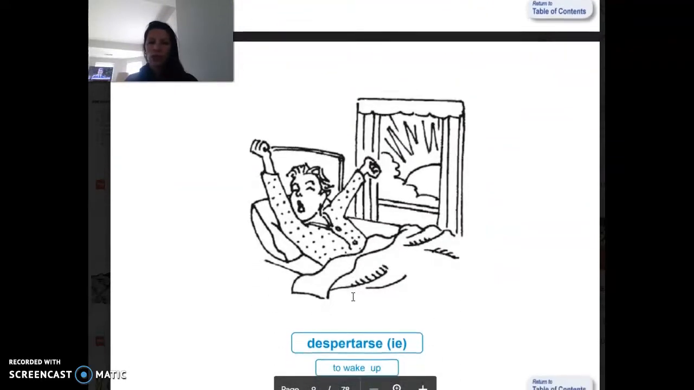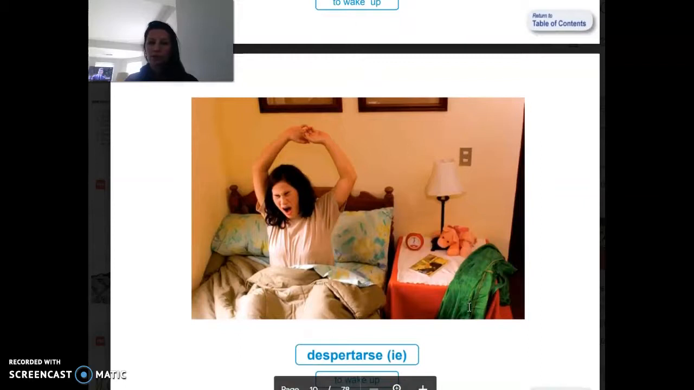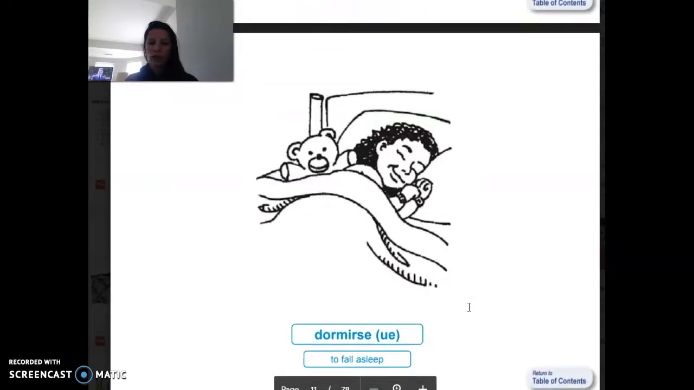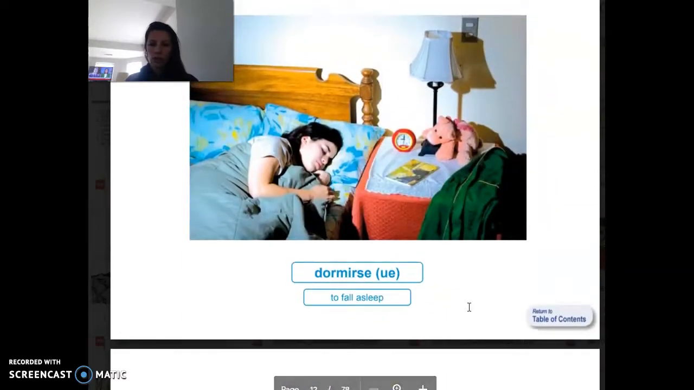Okay, despertarse. So be careful here because we had levantarse and despertarse. Despertarse means to wake up. Dormirse, to fall asleep. Again, the first verb on your list was acostarse, to go to bed. Dormirse is to fall asleep.